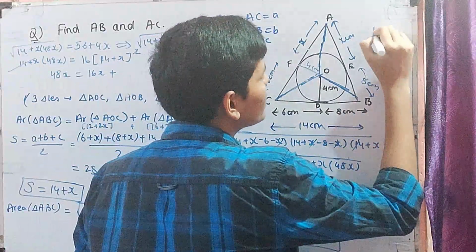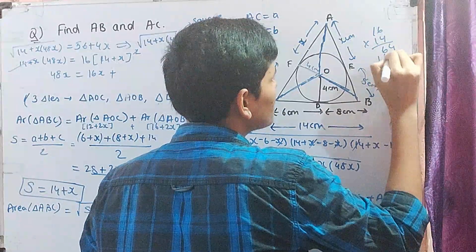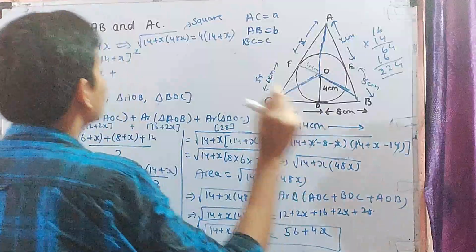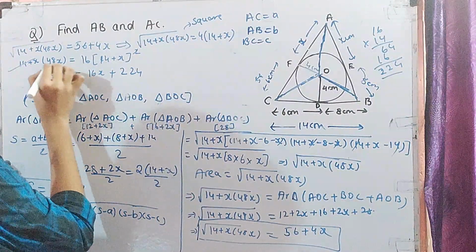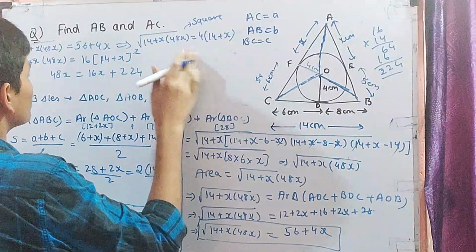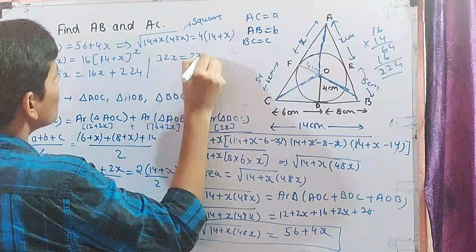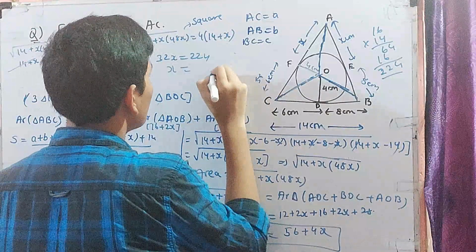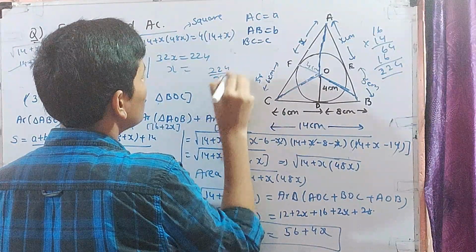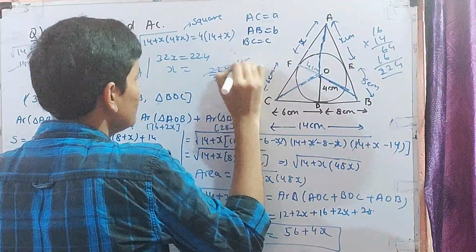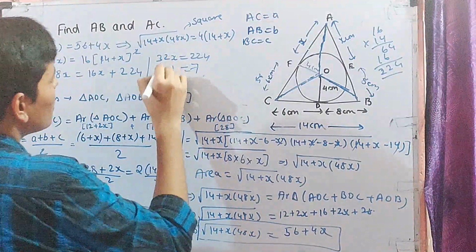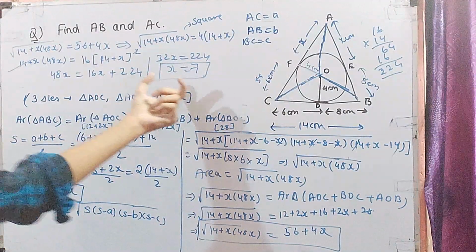Now 16 into 14 we have to do over here. Let us do. Yes, 224. From here we can find the value of x. So 48 minus 16, 32. 32x is equal to 224. So x value is 224 by 32. How do we do it? 112 by 16, 56 by 8, 7. So x is equal to 7 we will get. After doing everything, we will get the value of x is equal to 7.